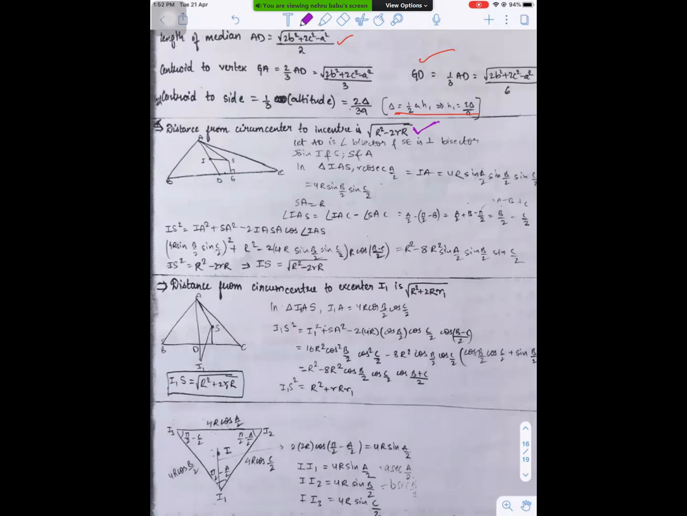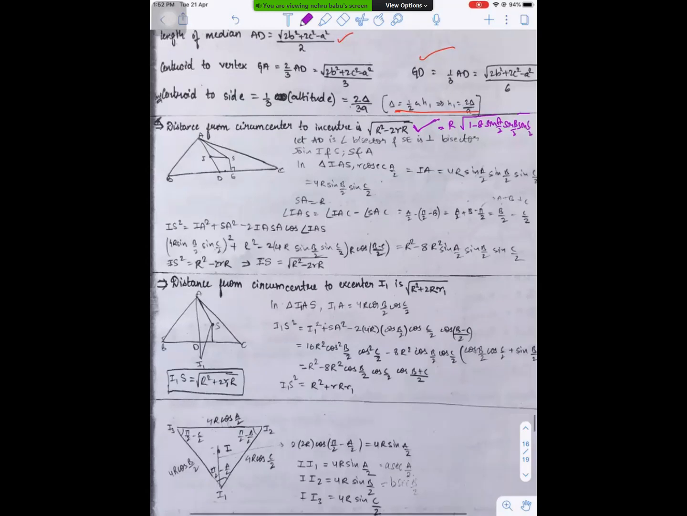That same distance is equal to capital R into square root of 1 minus 8 sin A by 2 sin B by 2 sin C by 2. Since small r equals 4R sin A by 2 sin B by 2 sin C by 2, the distance from circumcenter to incenter is exactly capital R into square root of 1 minus 8 sin A by 2 sin B by 2 sin C by 2. This result you have to remember.